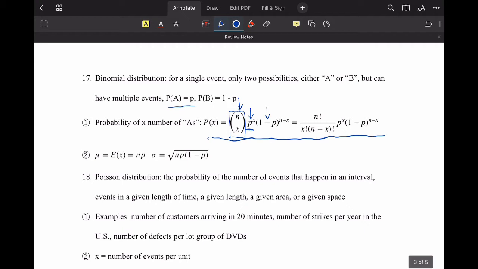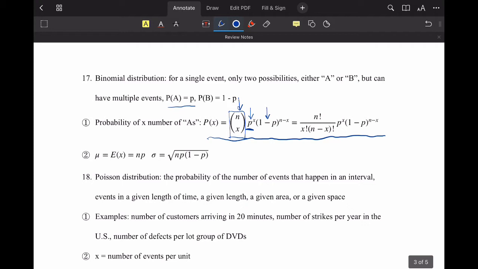And remember that this combination is without order. Let me rephrase it. Without order means that if we have three events, for example, one possible outcome could be the first one is A, the second one is A, the third one is B, right?